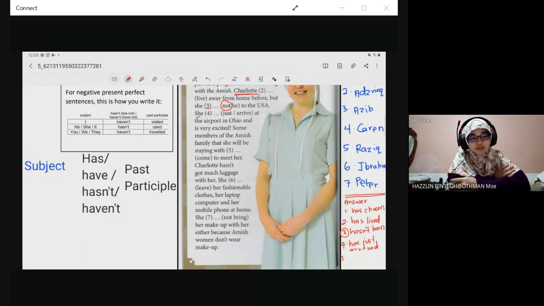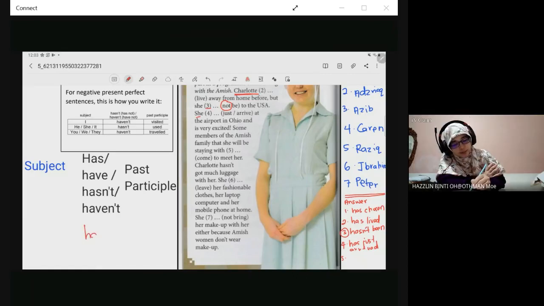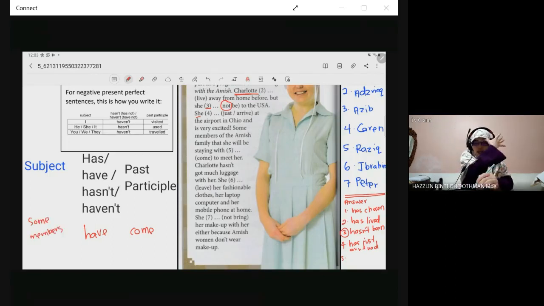Vivian, can you answer? Have come. Let's see, some members of the Amish family that she will be staying with. Okay, very good. The subject is some members. Some members have come to meet her. Yes, that is the correct answer.